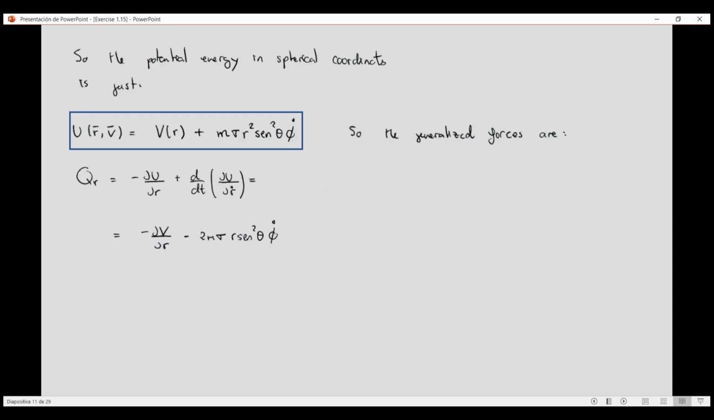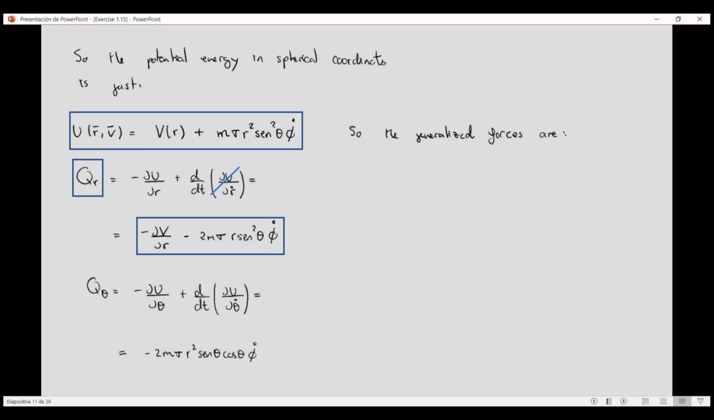And so we have the radial force. We see that the potential does not depend on r dot, so this term cancels out, and we simply have this here for q r. The potential also does not depend on theta dot, so this term cancels out, and q sub theta just becomes this. Also, we see that capital V just depends on the radial, so we don't have, like before, partial of V with theta because it doesn't depend on theta.